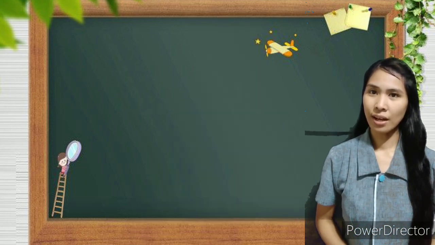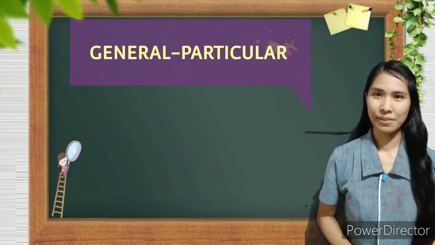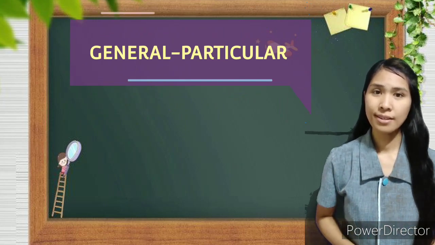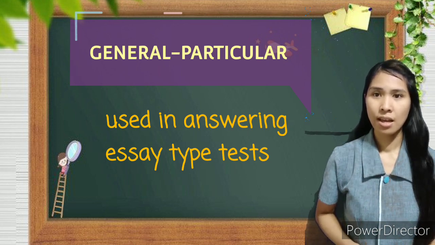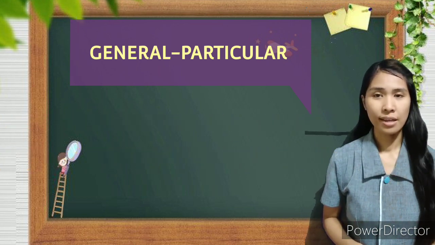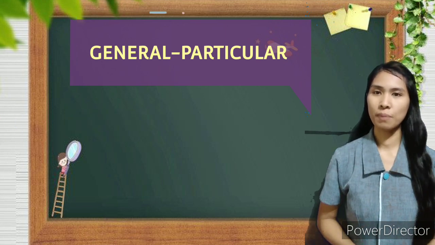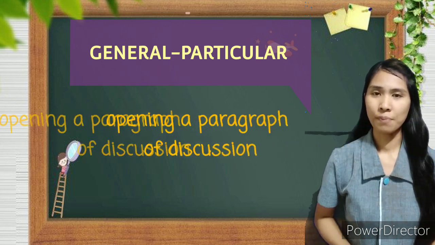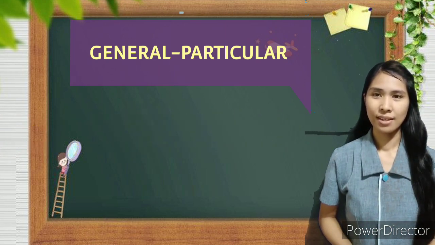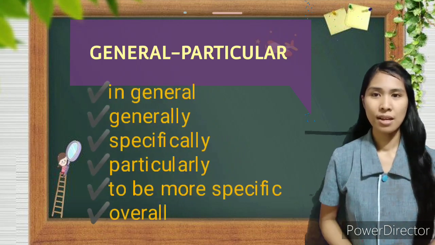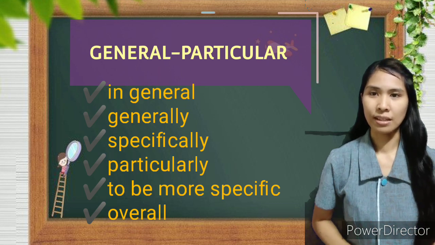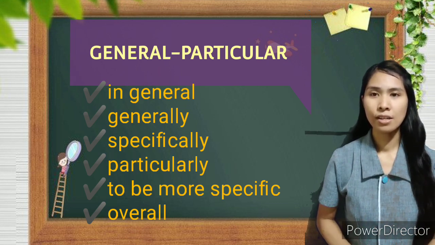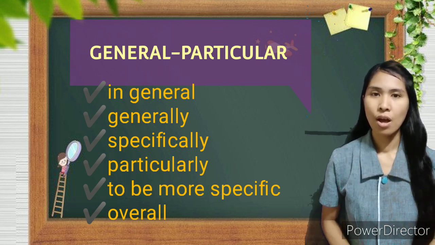First, is general to particular or vice versa. This pattern is usually used in answering essay types tests, introducing a paper, giving background to a research paper, or opening a paragraph for a discussion. Example signals: in general, generally, specifically, particularly, to be more specific, overall.